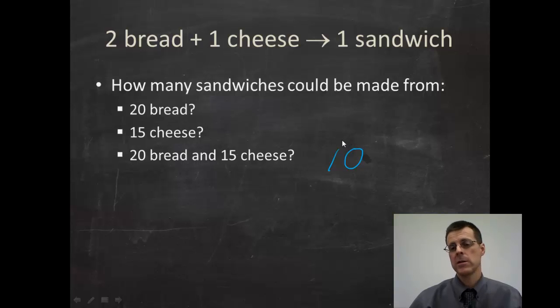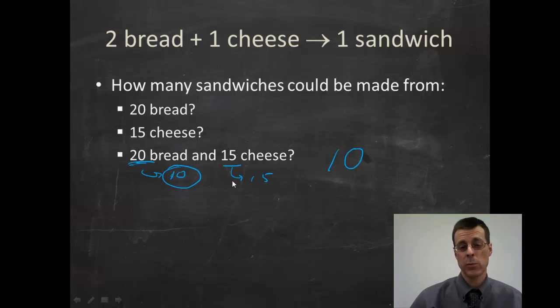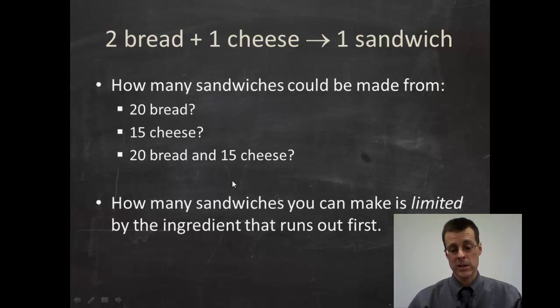And the reason it's 10 and not 35 and not 20 and not 15, but the reason it's 10 is that the bread allows you to make 10 sandwiches. The cheese allows you to make up to 15, but I can make fewer sandwiches from the bread. So the bread is then the limiting ingredient, if you will. So the number of sandwiches is limited by the ingredient that runs out first. Let's take that exact thinking and move it into chemistry.